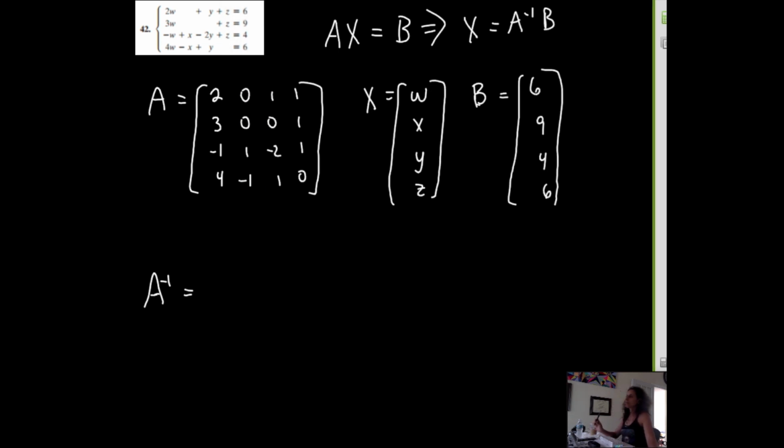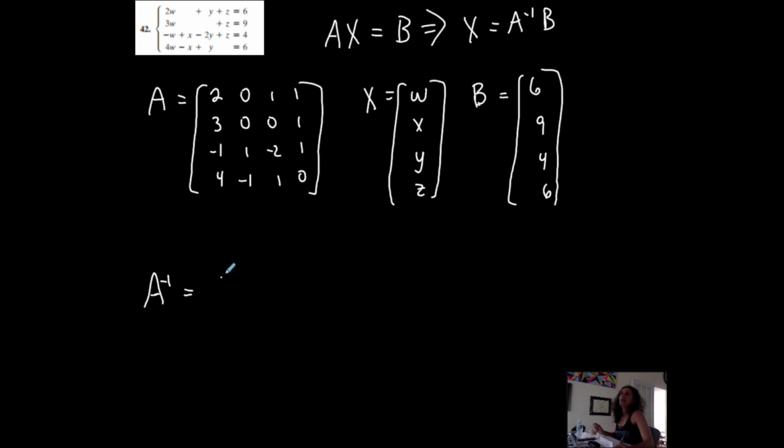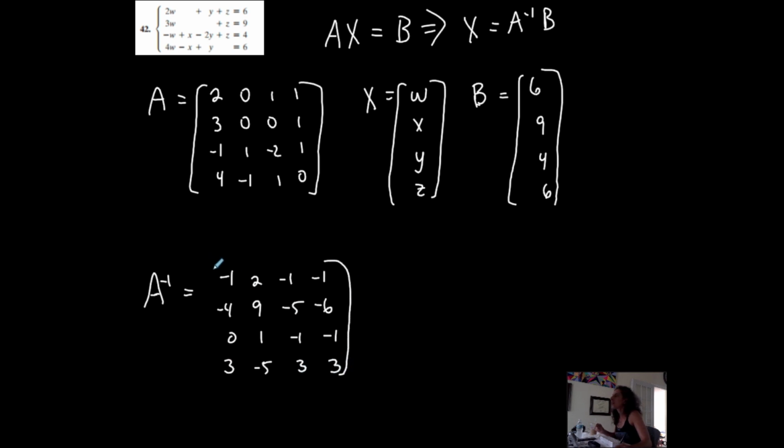So I have, going across, negative 1, 2, negative 1, negative 1, negative 4, 9, negative 5, negative 6, 0, 1, negative 1, negative 1, and 3, negative 5, 3, 3. So I have my inverse matrix. Now, the rest of this you could do by hand, or you could do by the calculator as well. I'm just going to use the calculator because we've done this by hand.